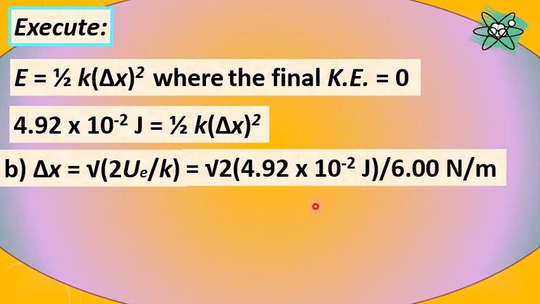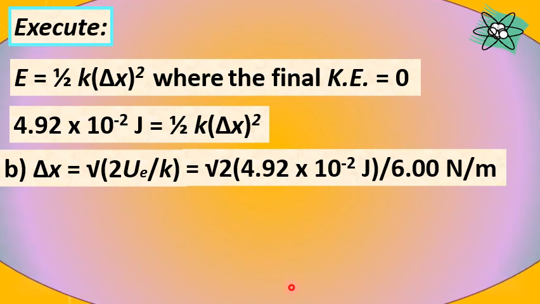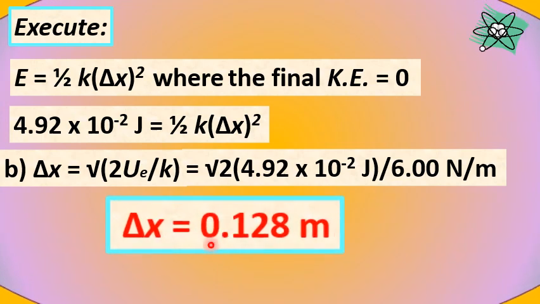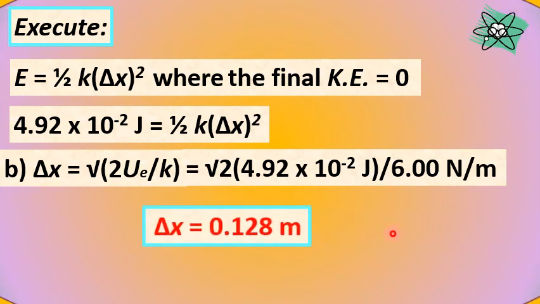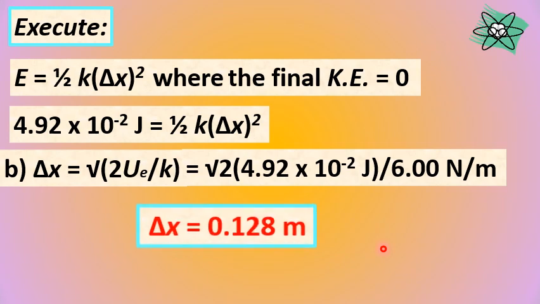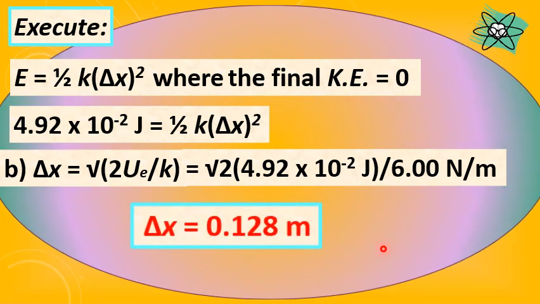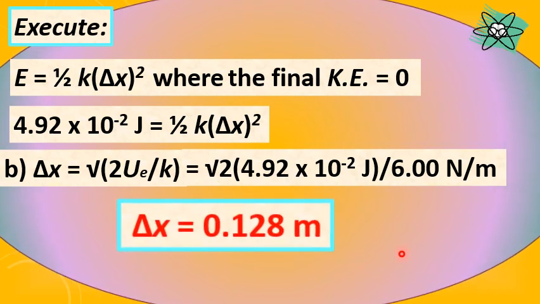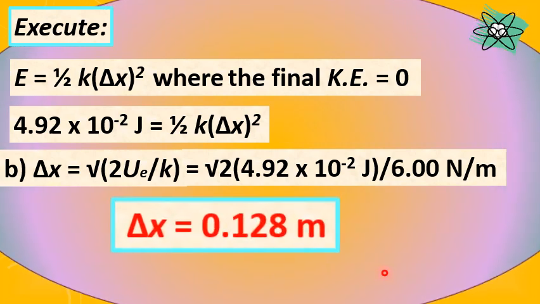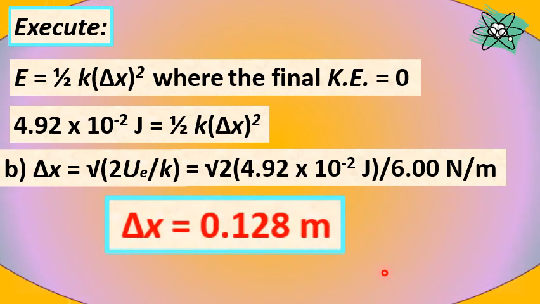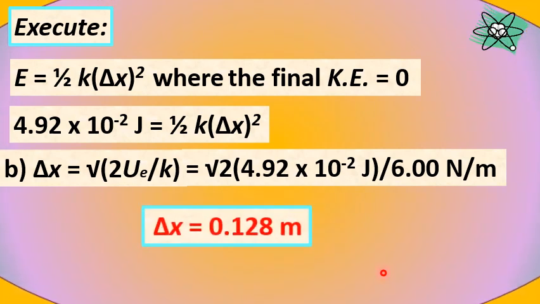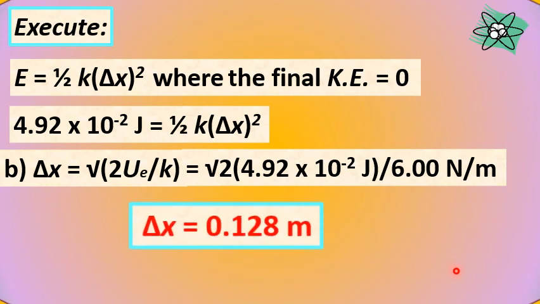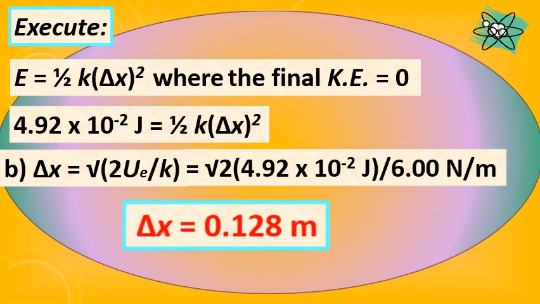So with the help of your calculator, we find the value of delta X equal to 0.128 meters in three significant figures. This is the distance by which the glider slides before momentarily coming to rest, starting from x naught equals 0.100 meters.